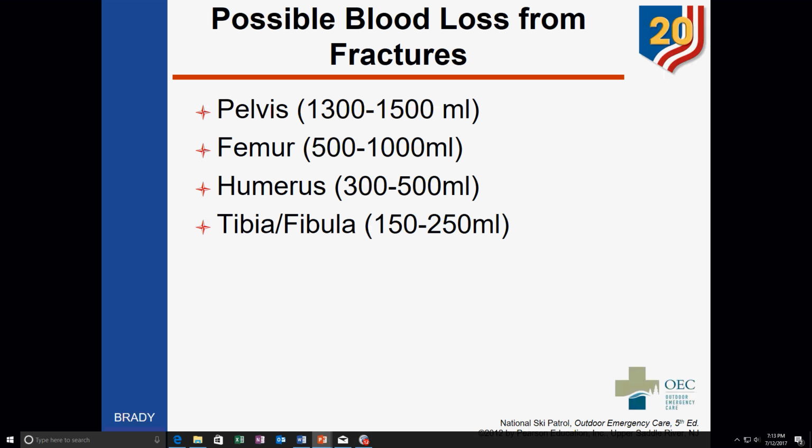Talked a little bit about the blood loss. Again, you can see the pelvis, 13 to 1,500 milliliters. Significant amount of blood loss for a pelvis fracture. Femur is also. Any kind of blood loss, internal, external, is not good, and we'll talk more about how to handle that. But it just gives you an idea of where the bone and the blood loss might be. That's all I'm going to cover there. I'm not going to get carried away with that.